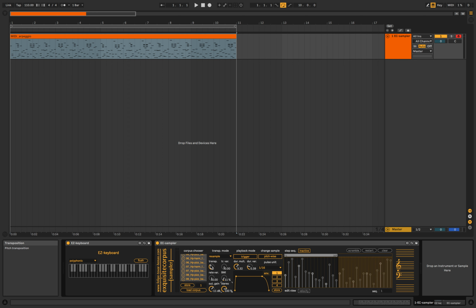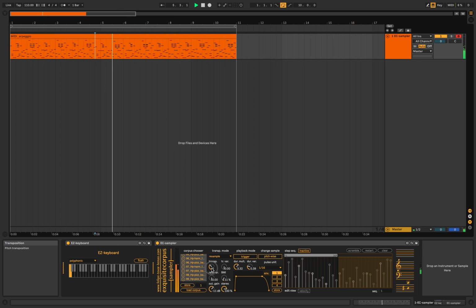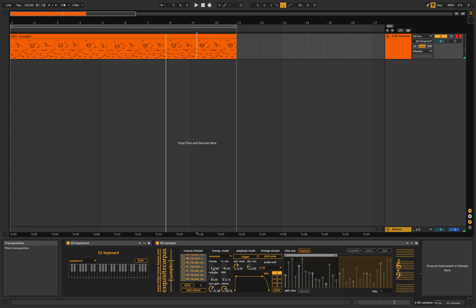Now we also have transposition, which, as you might imagine, sets the global transposition level of all the samples. So I'm going to be using this MIDI sequence that I have here as a way to demonstrate each of these settings. So with transposition, we have 4 octaves of range, 2 downwards and 2 upwards. This is specified in cents.